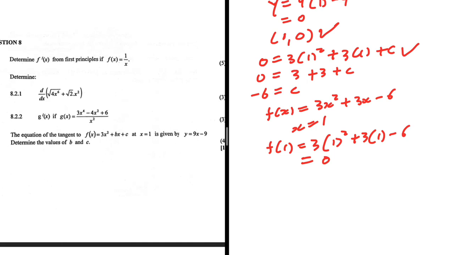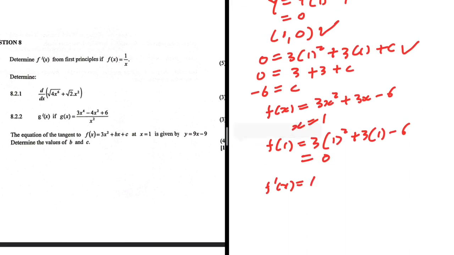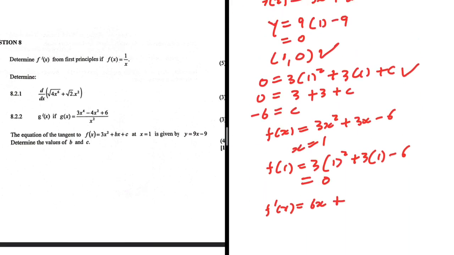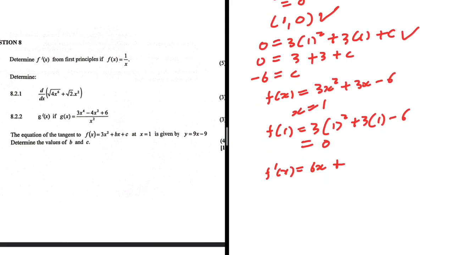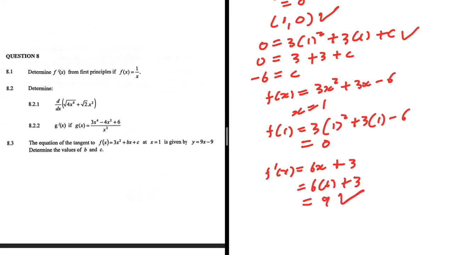Maybe let's check if the gradient is 9. f prime of x is equal to 6x plus b. What is b? b is 3, right? So when we substitute 1, we get 9. So the gradient seems to also be valid. Yeah, so that is the answer to 8.3.